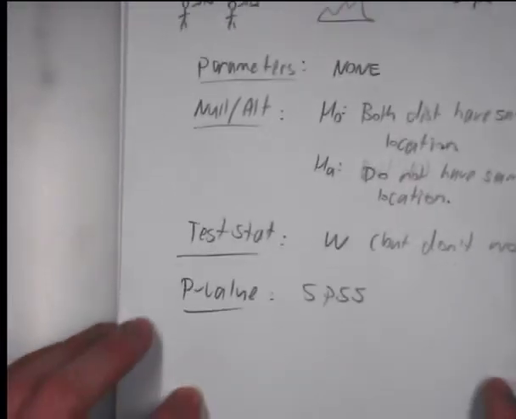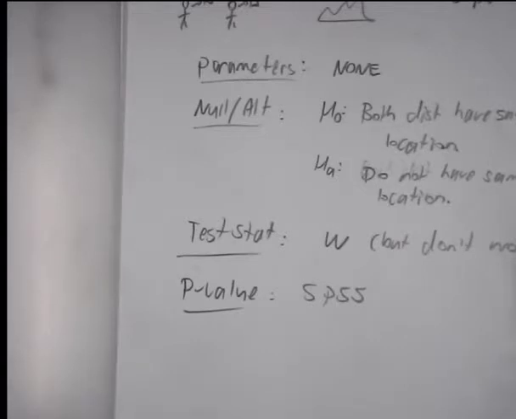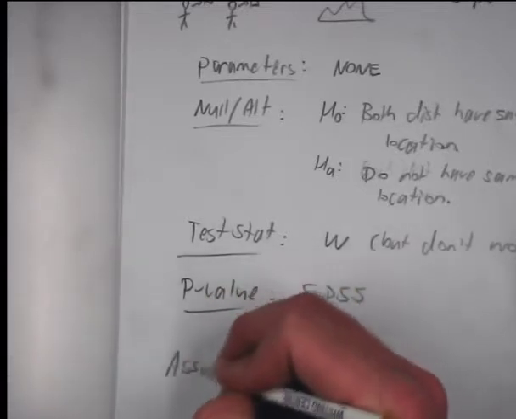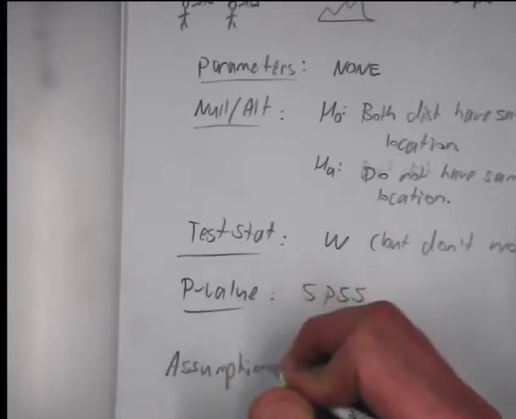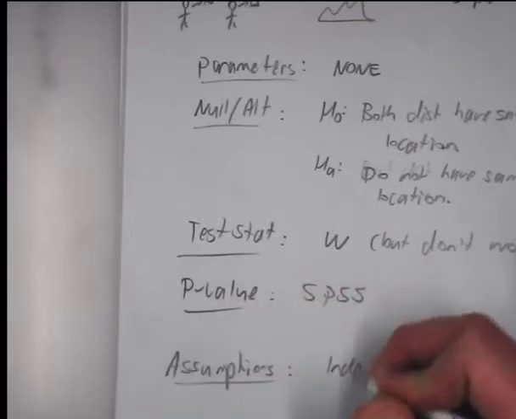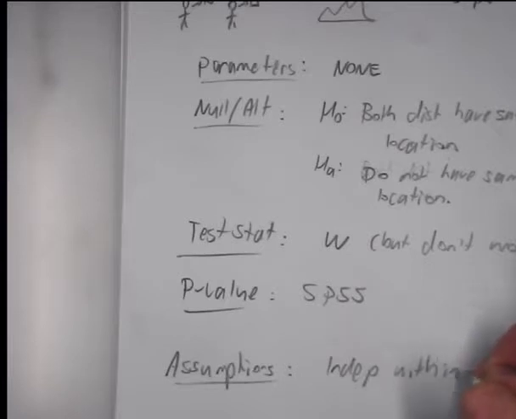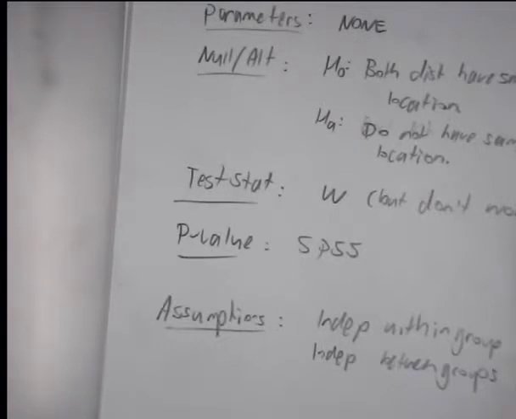And your assumptions, none. It's a numerical variable. Or independence, there's always independence. Independent within groups. Independent between groups. But there's no assumption of normality, because that's the point of the Wilcoxon test.